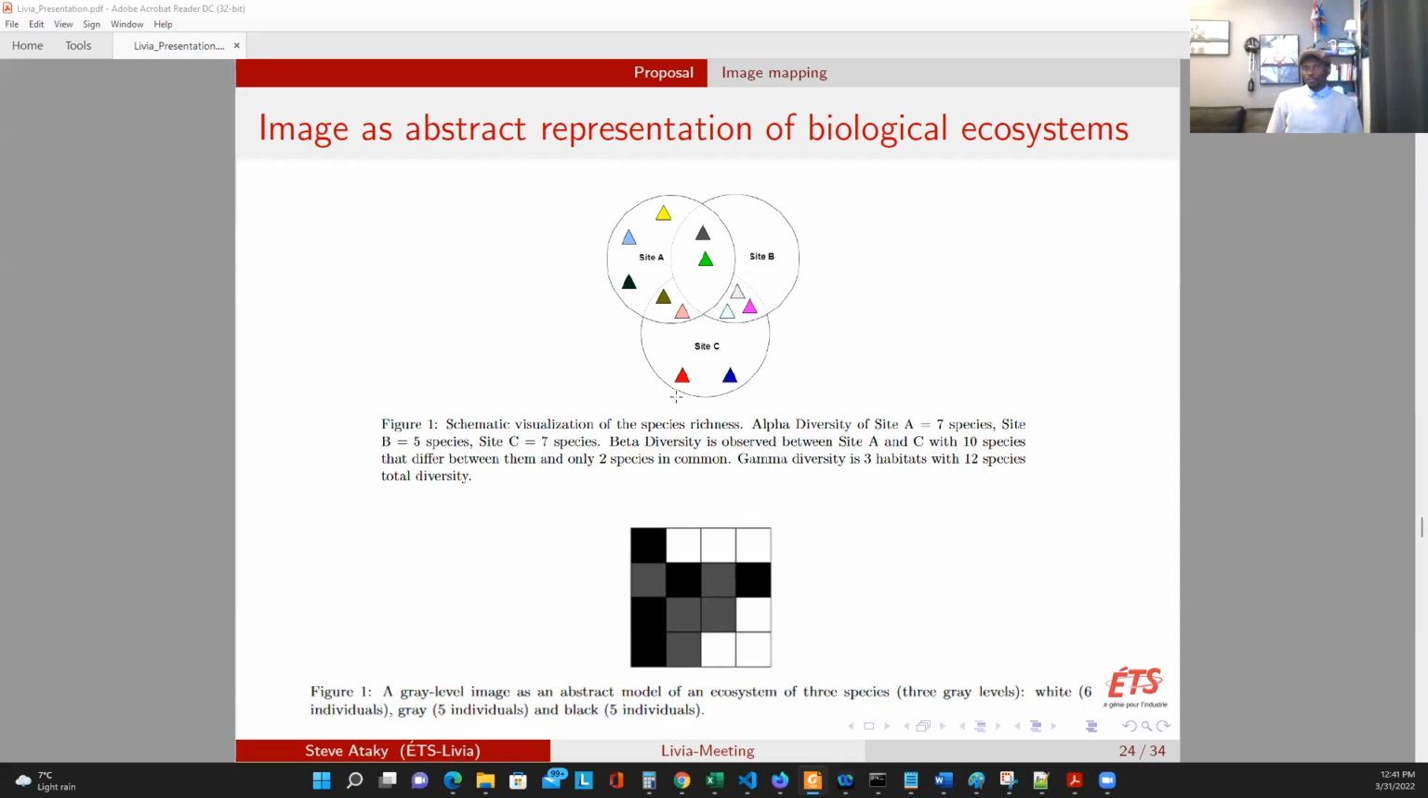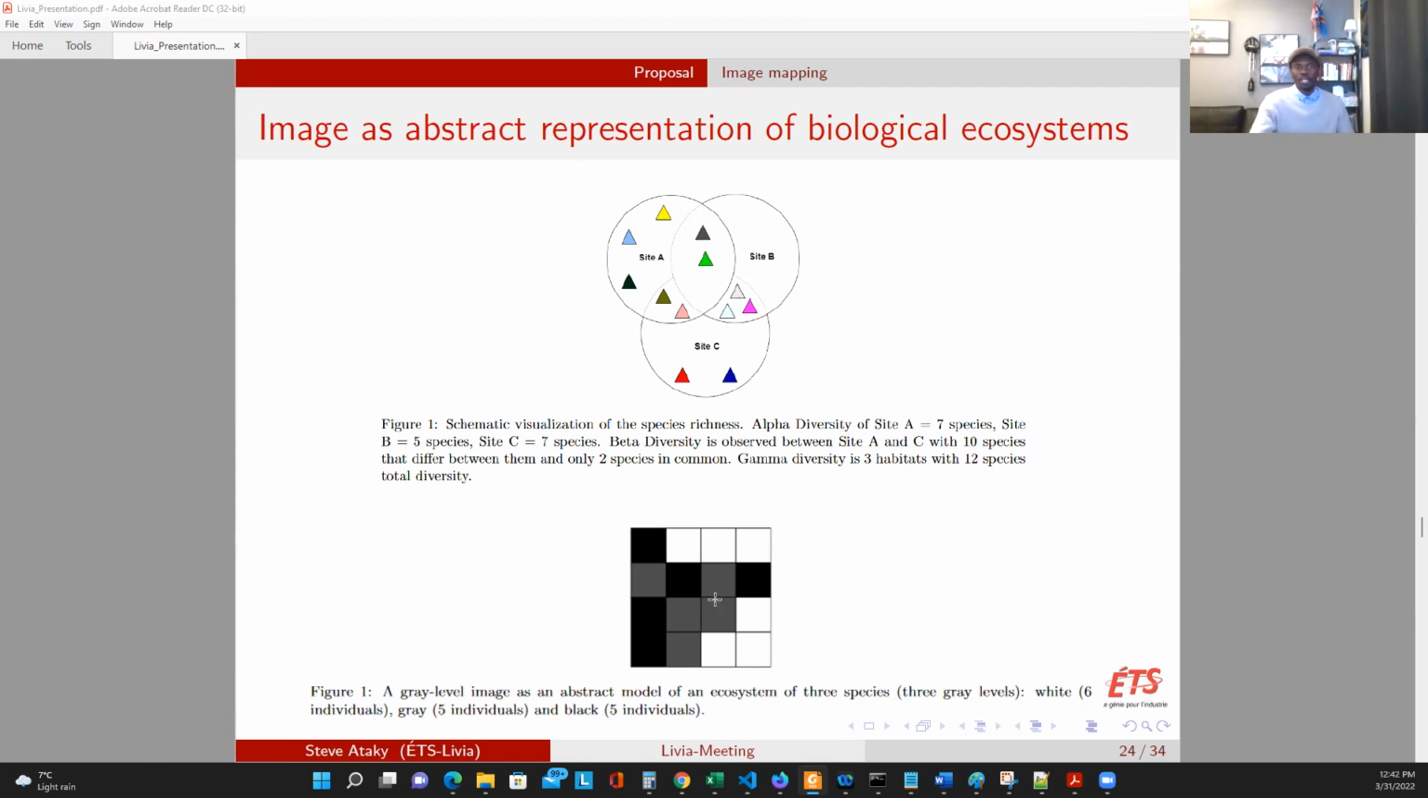If we observe the beta diversity between sites A and C, with 10 species, which is the total number of species, they differ, with only 2 species in common. B and C also have only 2 species in common. And if we want the overall idea, which we call gamma diversity, in these three communities, the total number of species is 12. So we have three sites or communities, and just 12 species in total.